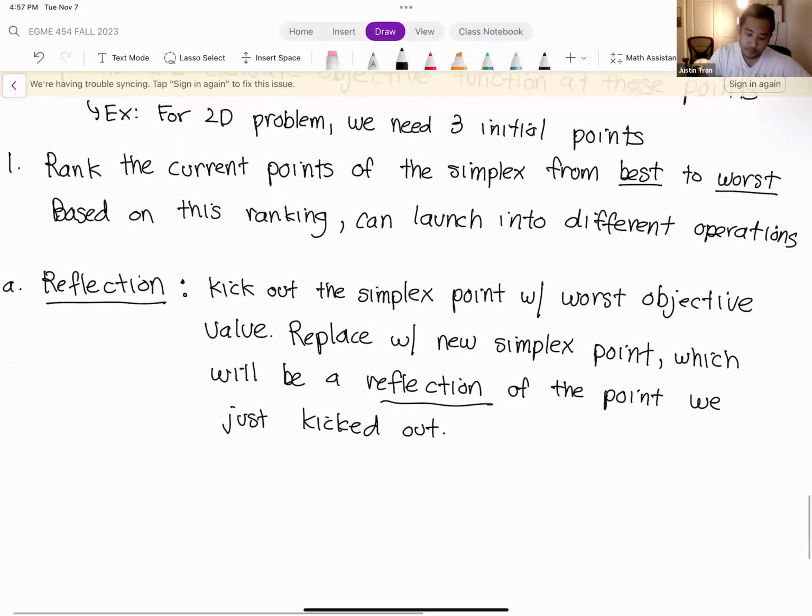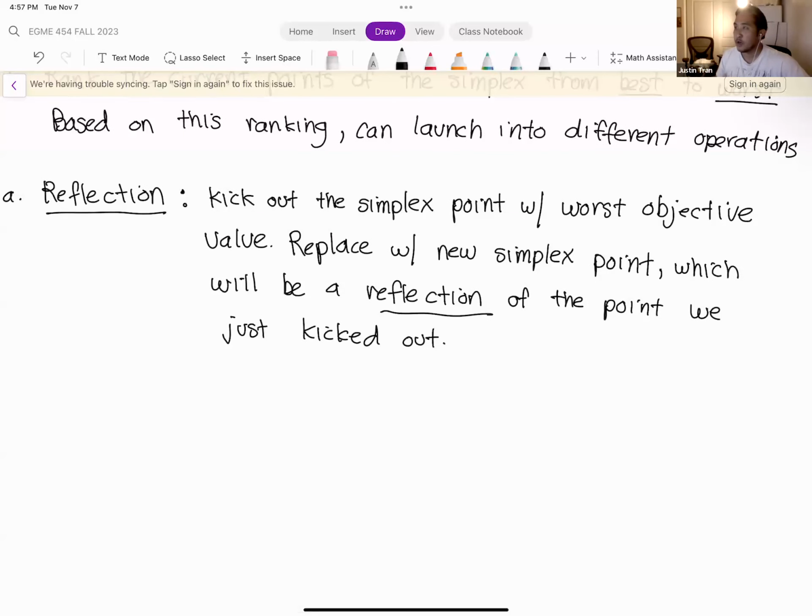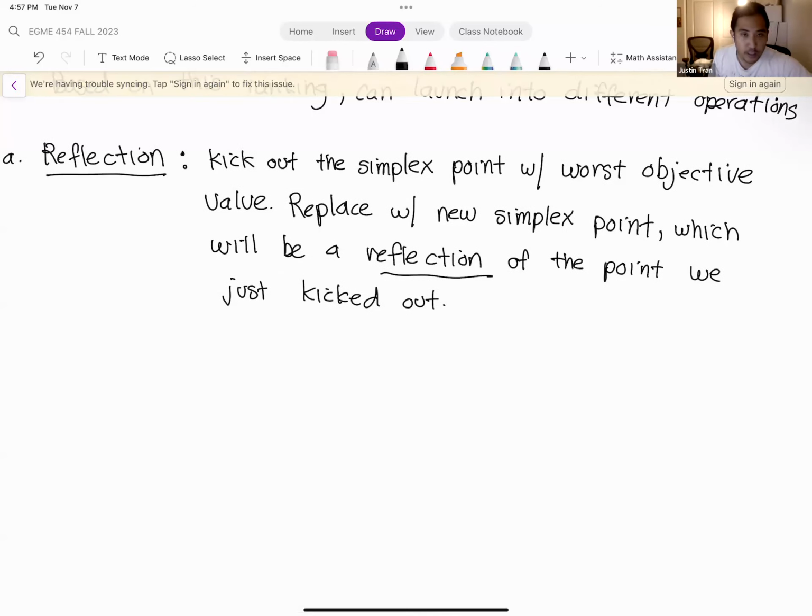The idea is that from our current simplex, we find out which point has the worst value, and we try to move the simplex as far away from that point as possible. By moving furthest away from the worst point, we're hopefully going to move to where the optimum is, because hopefully the optimum is in the opposite direction of that worst point.